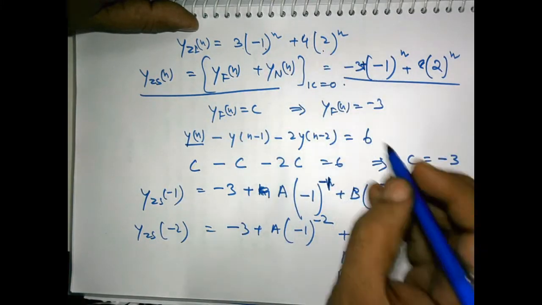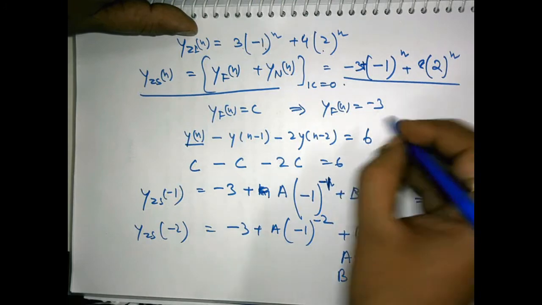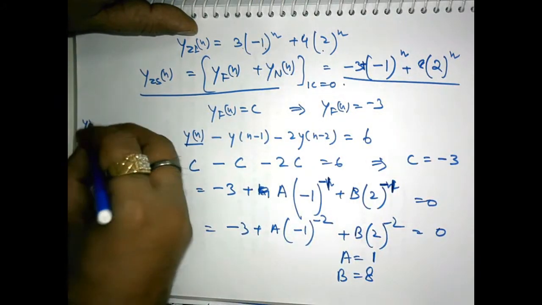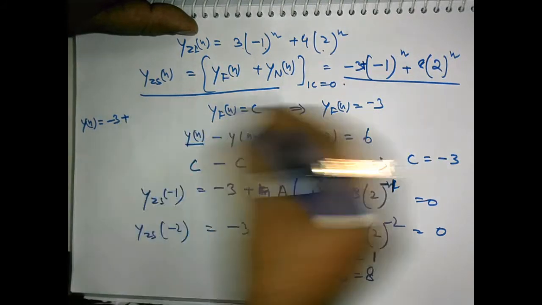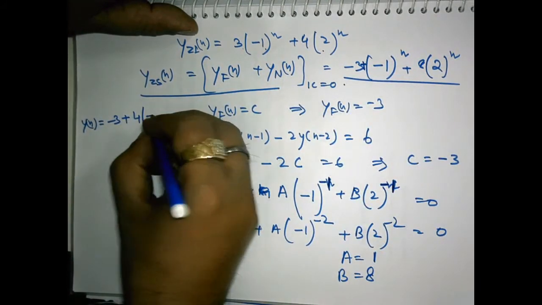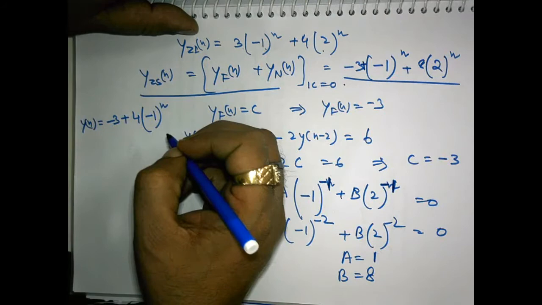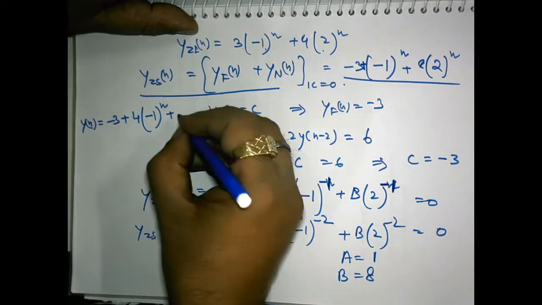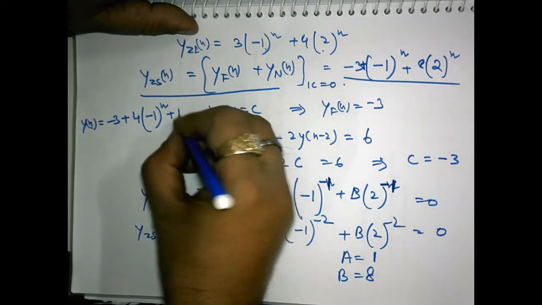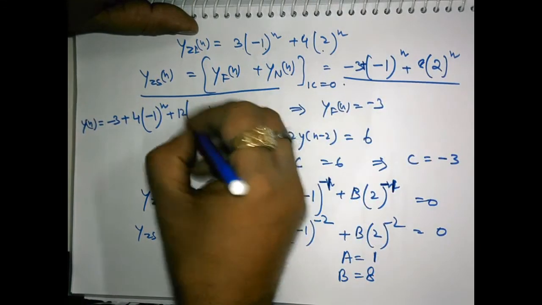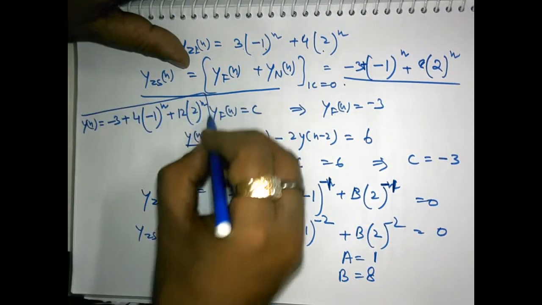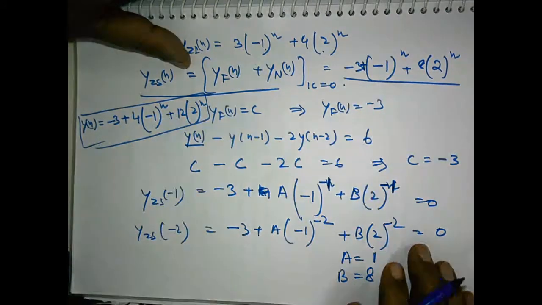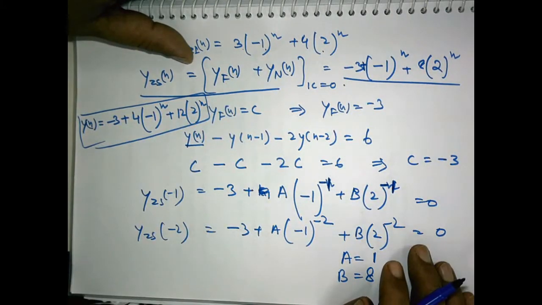If you add these two equations, your result will be y(n) equal to minus 3 plus 4(-1)^n plus 12·2^n, that is 8 and 4 making 12, times 2^n. This is your total response.